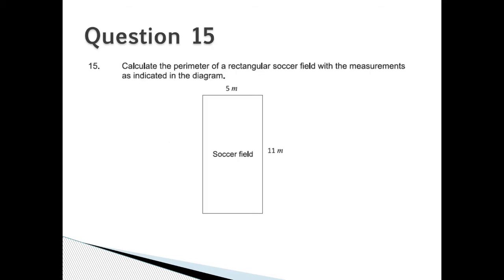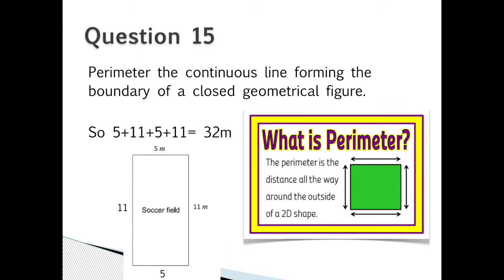Question 15. Calculate the perimeter of a rectangular soccer field with the measurements as indicated in the diagram. So you have a soccer field that has 5 meters on the one side and 11 meters on the other side. A perimeter is the continuous line forming the boundary of a closed geometrical figure. So it is all the distance around the outside of a 2D shape. So in this case, we can say 5 meters plus 11 meters plus 5 meters plus 11 meters will give you the perimeter, which is 32 meters.